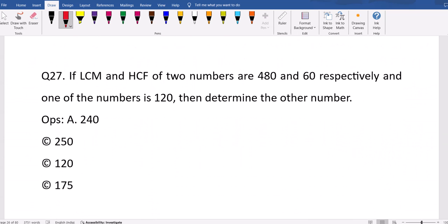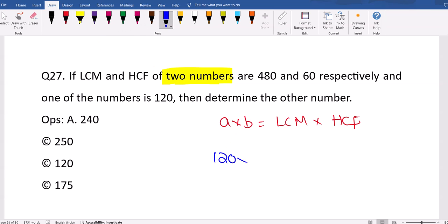Now here LCM is given, HCF is given, one of the numbers is given, other number. I hope everybody knows the product of two numbers is equal to the product of LCM and HCF. This is applicable only for two numbers. If there are only two numbers, the product of LCM and HCF must be equal to the product of the given numbers. So one number is 120, the other number you don't know. LCM and HCF is this. We got 240 as the other number. Other number is 240.